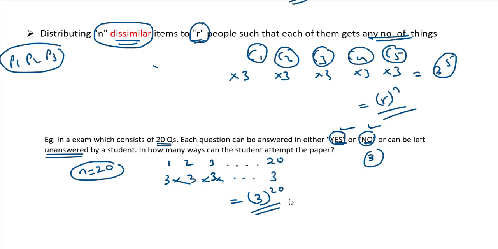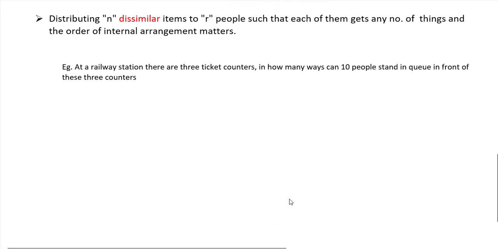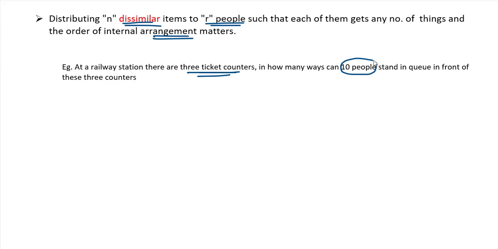Let us move ahead. In this case, we are distributing n dissimilar things to r people such that each of them gets any number of things and the order of their internal arrangement is also important. Let us consider this example. At a railway station, there are three ticket counters. In how many ways can 10 people stand in a queue in front of these three counters?